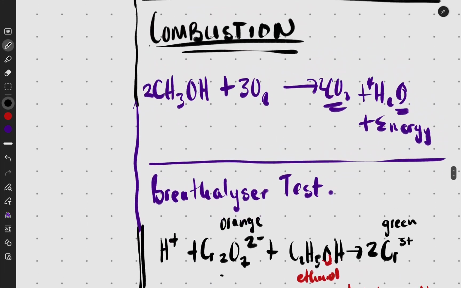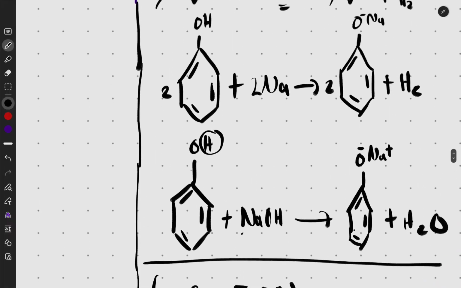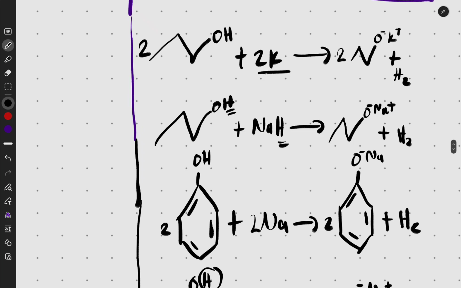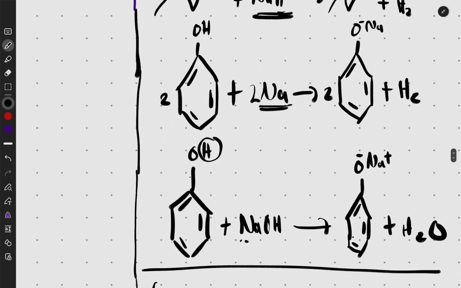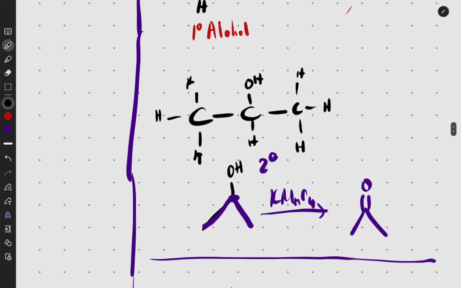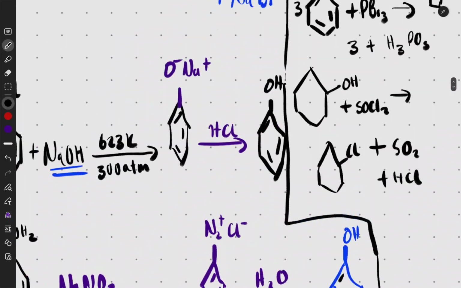All right. Now, what else did we have? Combustion, with carbon dioxide, water, and energy. Then we had the straight chain alcohols reacted with the metal and the metal hydride. Then phenol reacted with the metal and sodium hydroxide. Remember that. Then here we have oxidation with our oxidizing agent. We have esterification, not a problem.